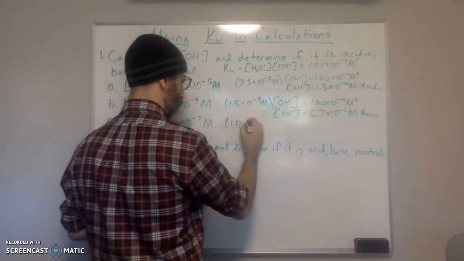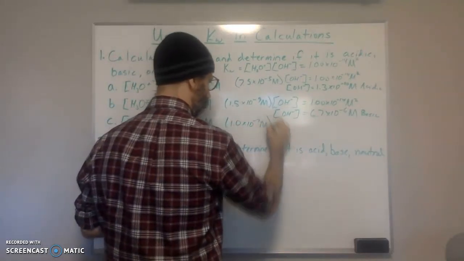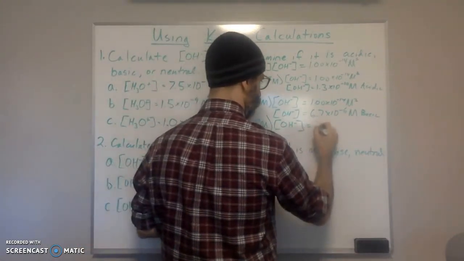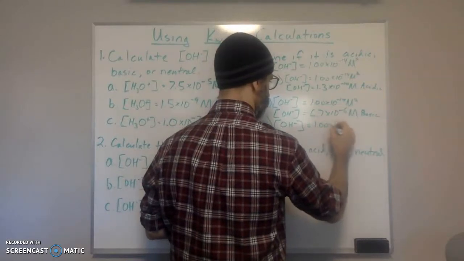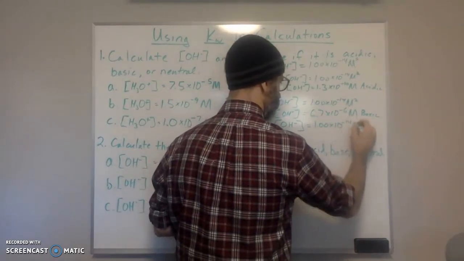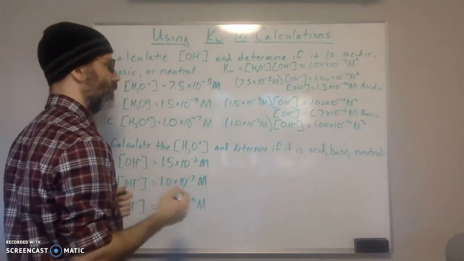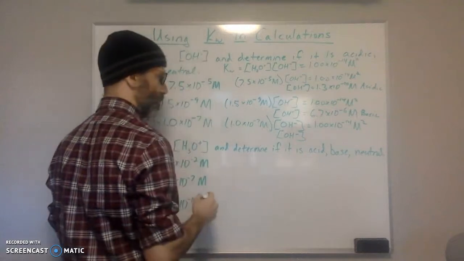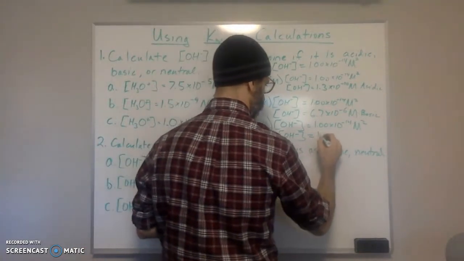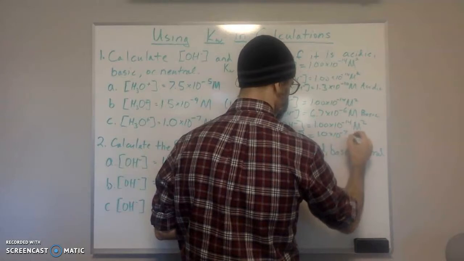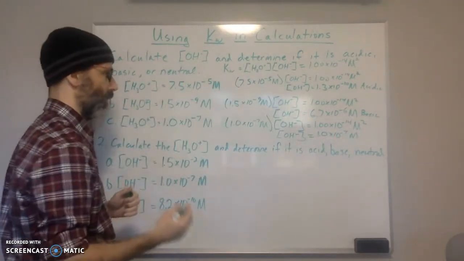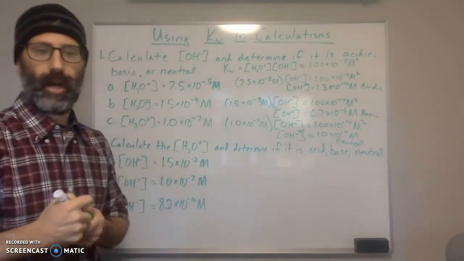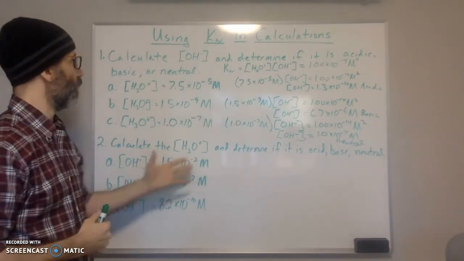So it's 1.0 times 10 to the negative 7 molar for your H+ concentration multiplied by OH- is equal to, again, 1.00 times 10 to the negative 14 molar squared. And then when you solve for your OH- concentration, you're going to end up again with 1.0 times 10 to the negative 7 molar. So we have a neutral. So this would be neutral. Okay, so that's that first part here.